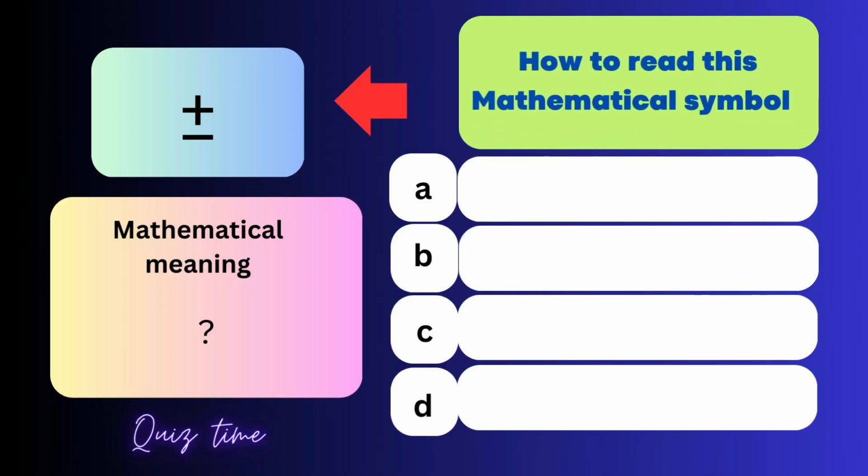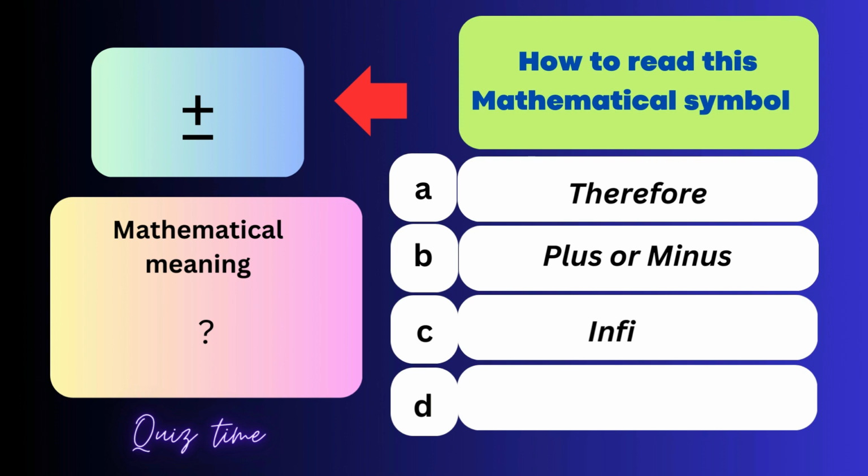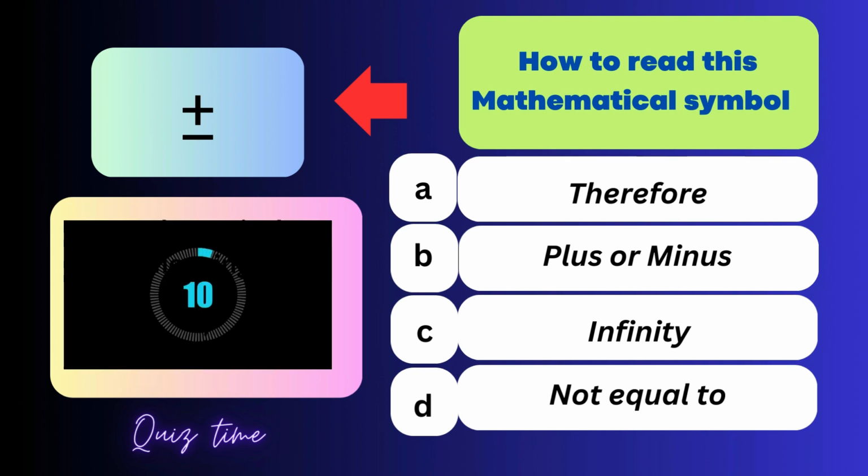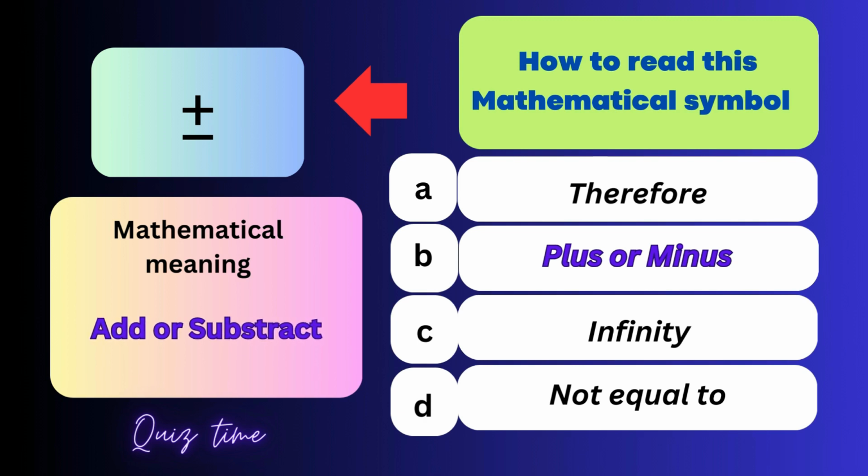How to read this mathematical symbol? A. Therefore. B. Plus or minus. C. Infinite. D. Not equal to. The answer is B. Plus or minus.